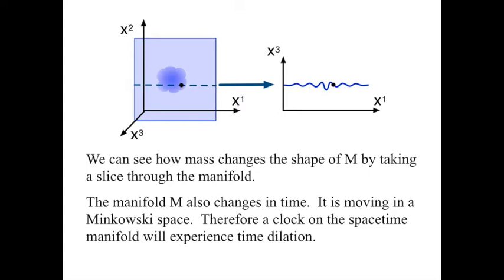If we had a clock near the massive object, for example, at the black point that is indicated in the diagram, then looking in the diagram on the right, we would see that that point would be moving in the Minkowski space. Because it's moving in the Minkowski space, we know that it will experience time dilation. The magnitude of the time dilation is determined by the magnitude of its velocity in the Minkowski space, which is determined by the amplitude of the wave, and that wave amplitude increases as you get closer to a massive object. We see then how we can reproduce the geometric effects of general relativity using an embedded manifold.